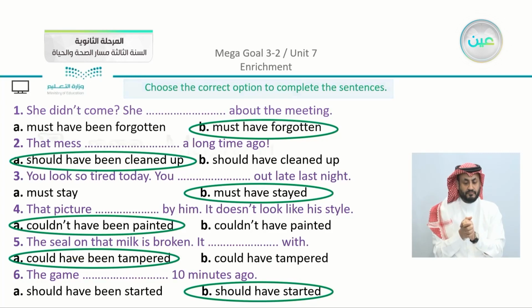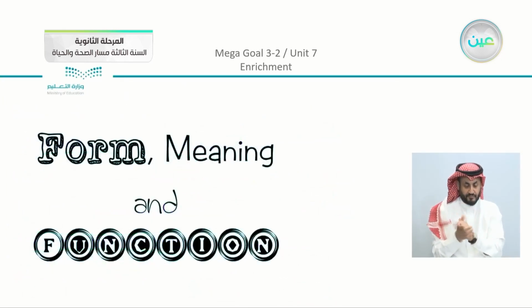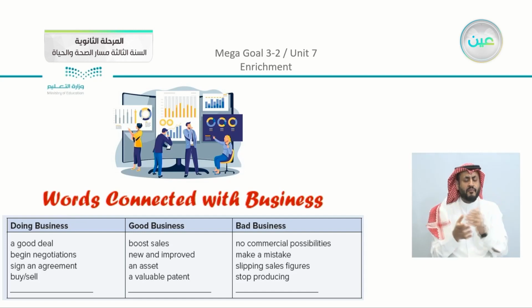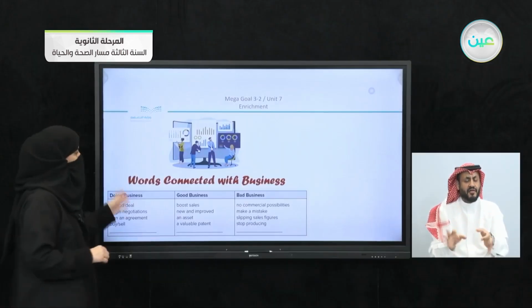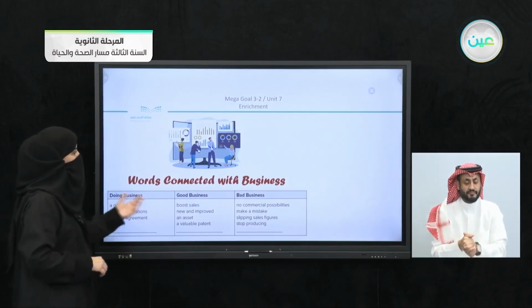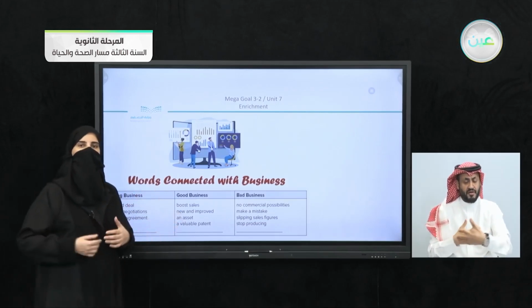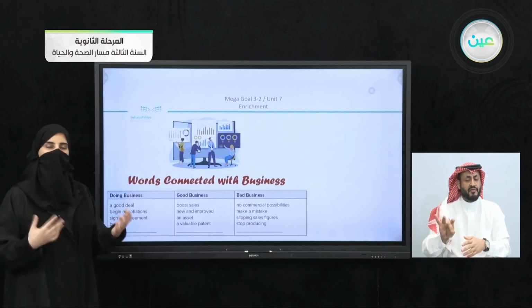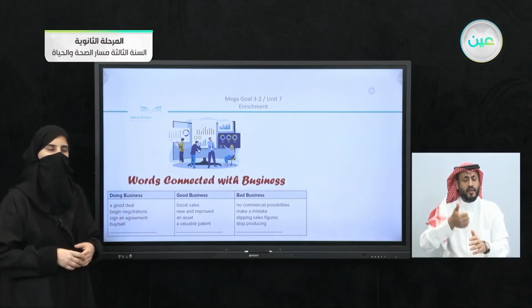Moving on. We are going to move to the second part of our enrichment, which is the form, meaning, and function. Now, what did we study in the form, meaning, and function? We started with words that were connected with business. We had many words. Of course, we have doing business, good business, bad business, and we did explain the different terms or words that are connected.